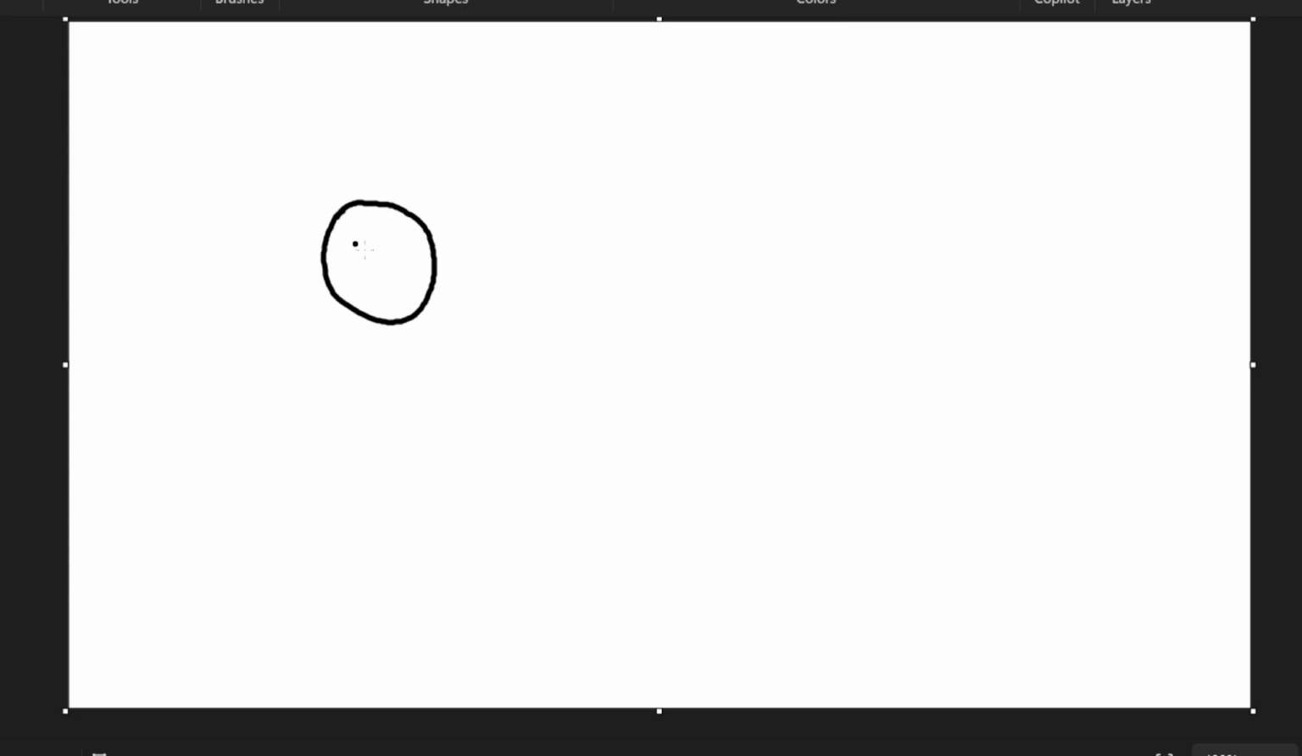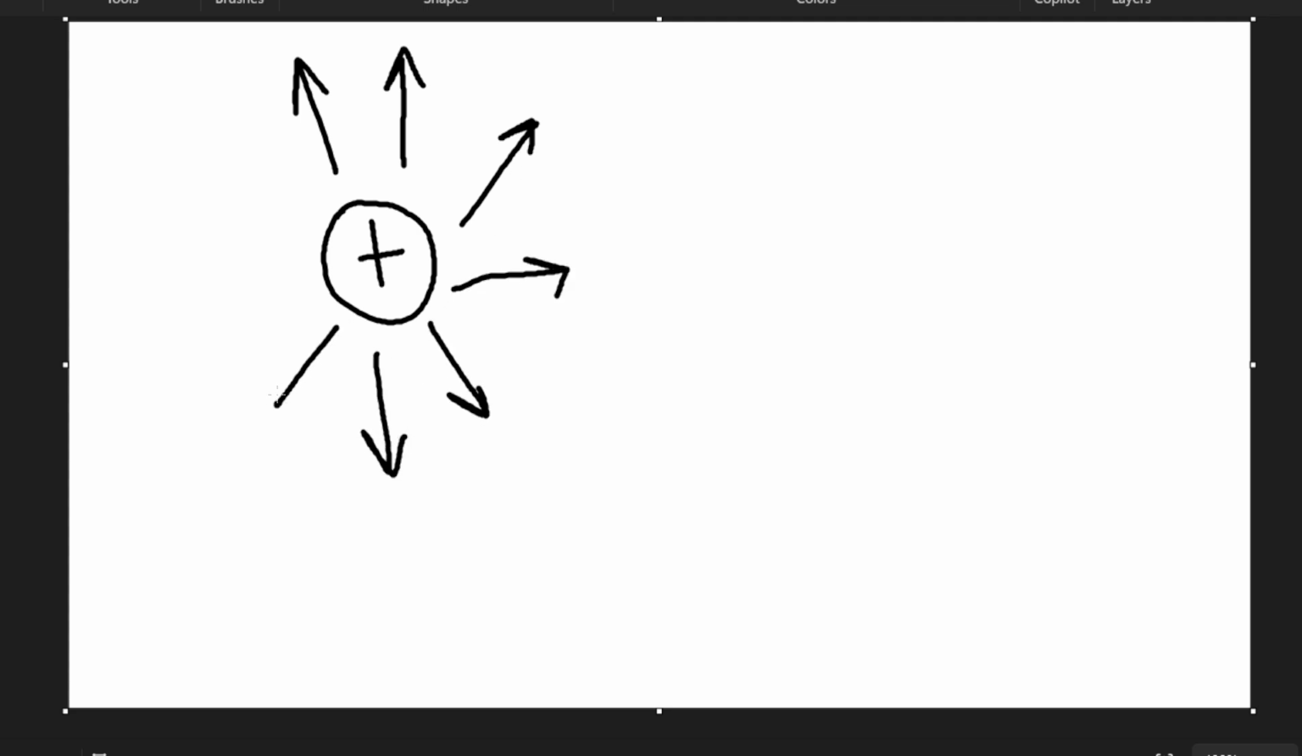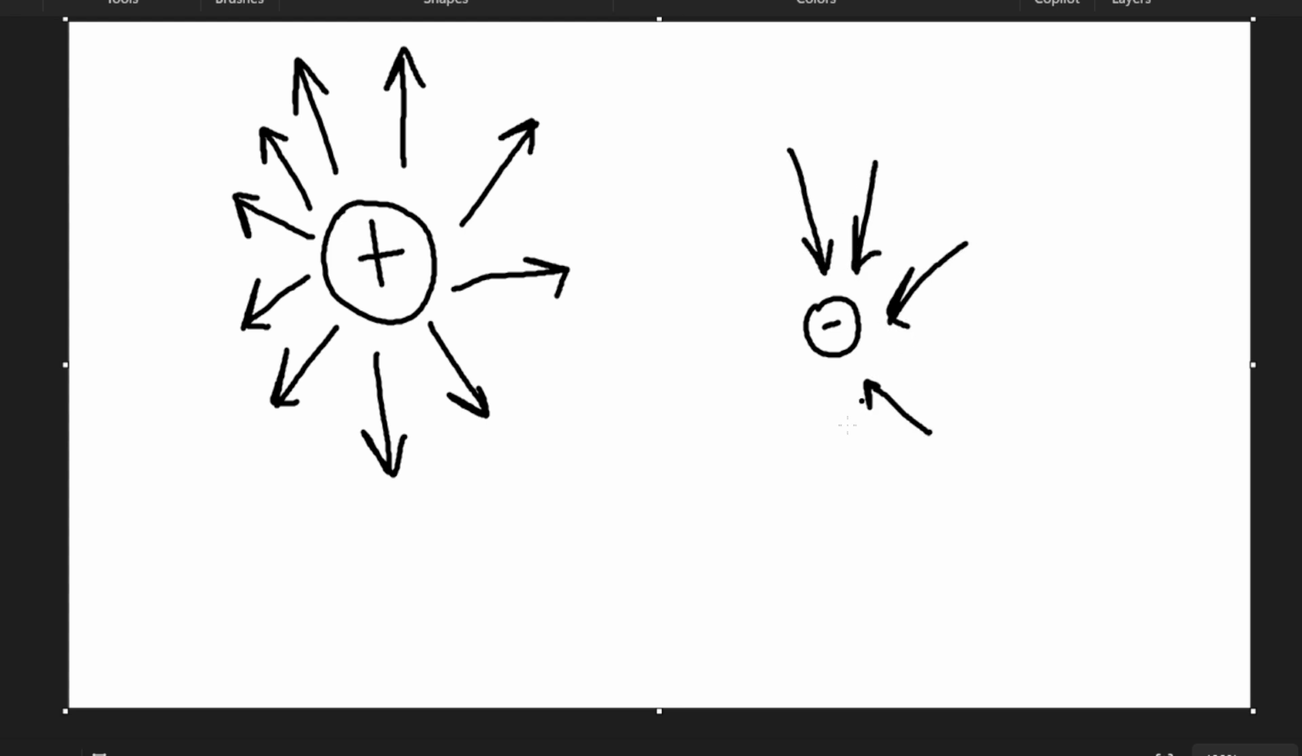Now, if a source charge is positive, it's repelling the test charge, which is always positive. So this is how the field around a positive charge will look. However, if it's negative, we know that it's going to be attracted, so we point the arrows towards it.